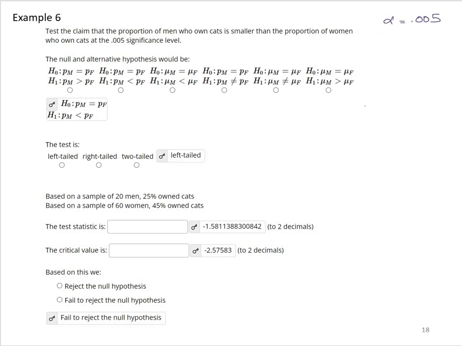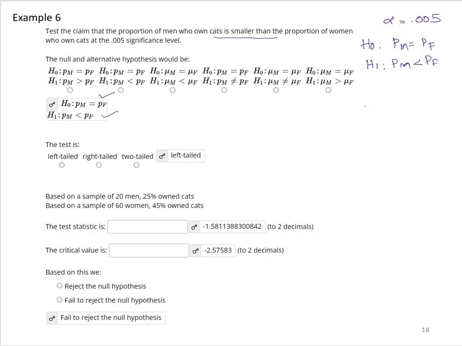The null hypothesis H0 we can take the same way: P1 is equal to P2. In this case it is male and female, so we can write PM is equal to PF, the probability of females. And the alternative hypothesis is H1. It is given that the proportion of men who own cats is smaller, so PM will be less than PF. Now this is the alternative hypothesis.